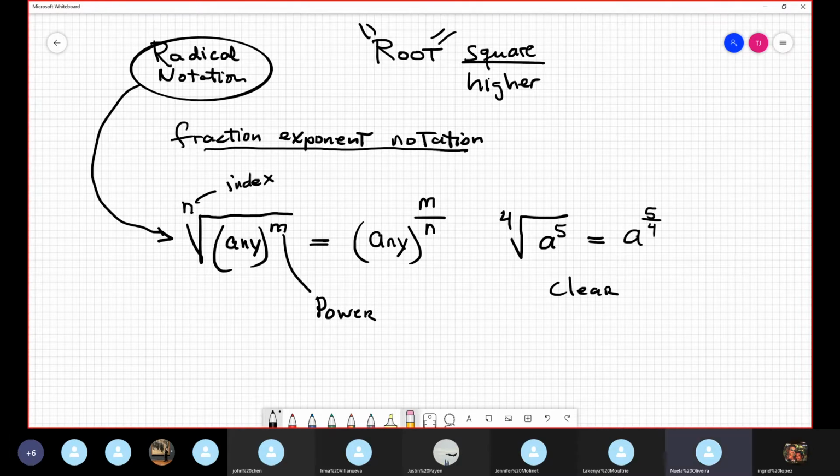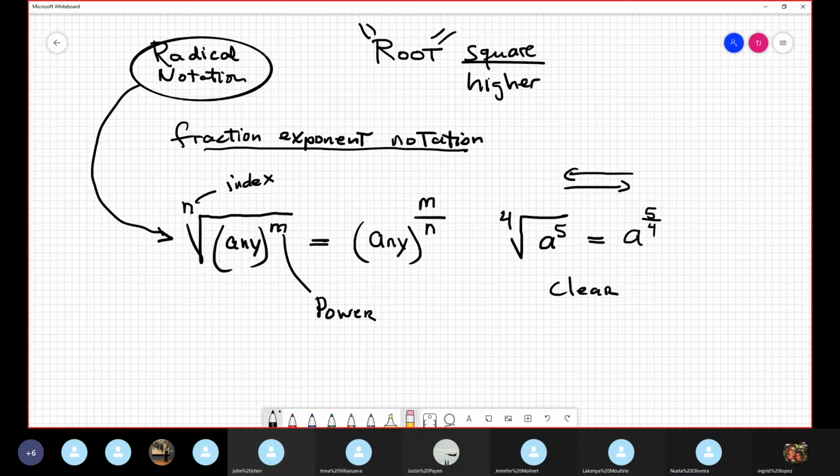Is it a property? No property. It's a notation. It's only conversion from one notation to another: from radical notation to fraction exponent notation, or from fraction exponent notation to radical notation. So we will be able to do the conversion in both directions, in whichever direction you feel better.